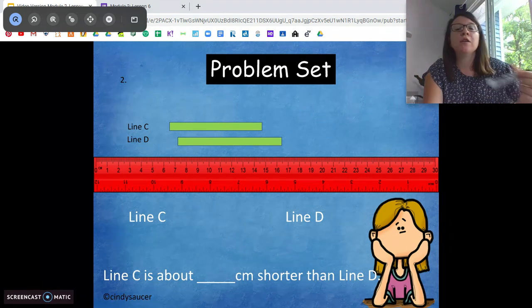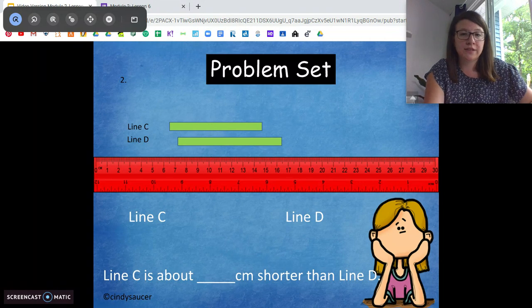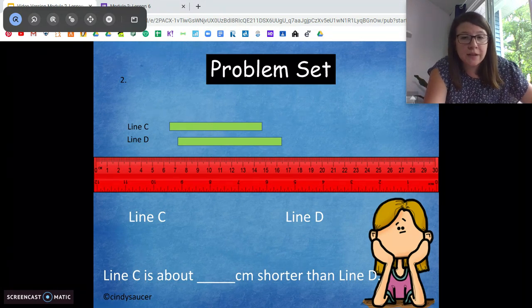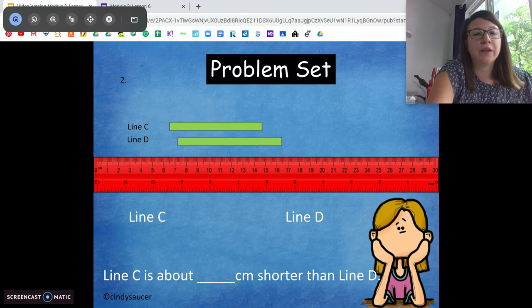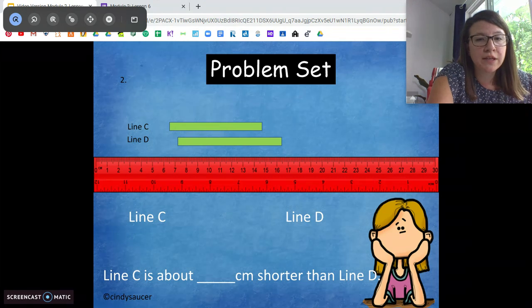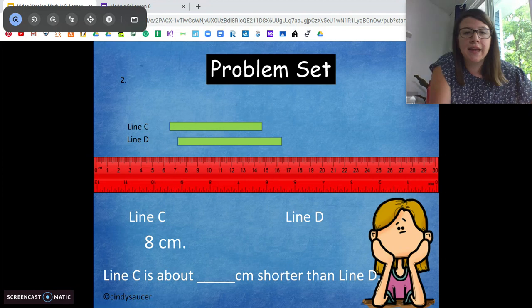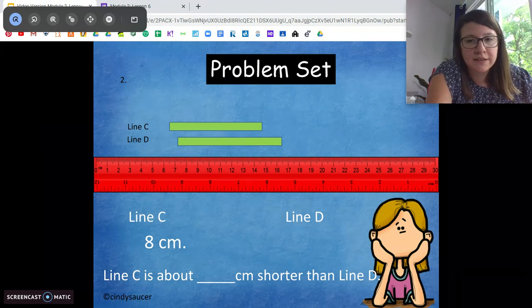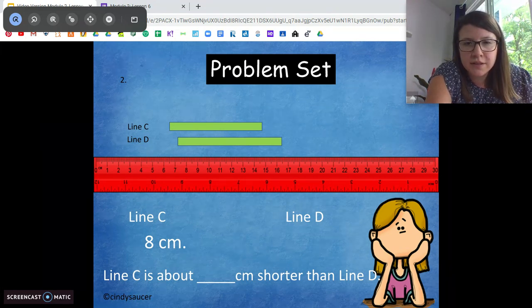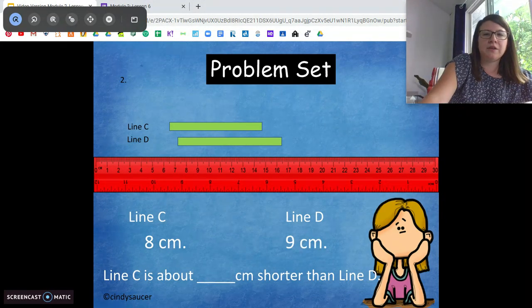Okay, let's check it. So line C, I think, starts at about 6 centimeters, ends at about 15 centimeters. So we have 1, 2, 3, 4, 5, 6, 7, 8 centimeters. And line D starts at about 7, ends at about 16. 1, 2, 3, 4, 5, 6, 7, 8, 9 centimeters.